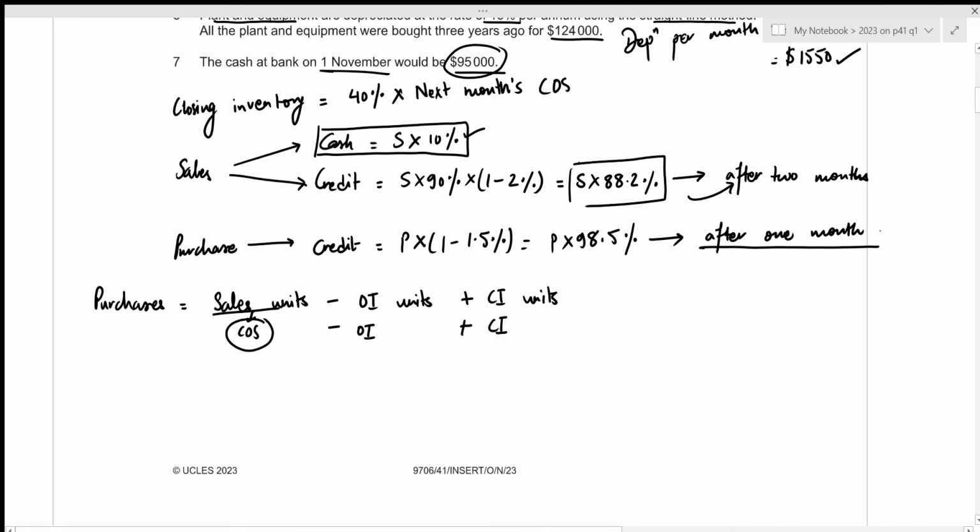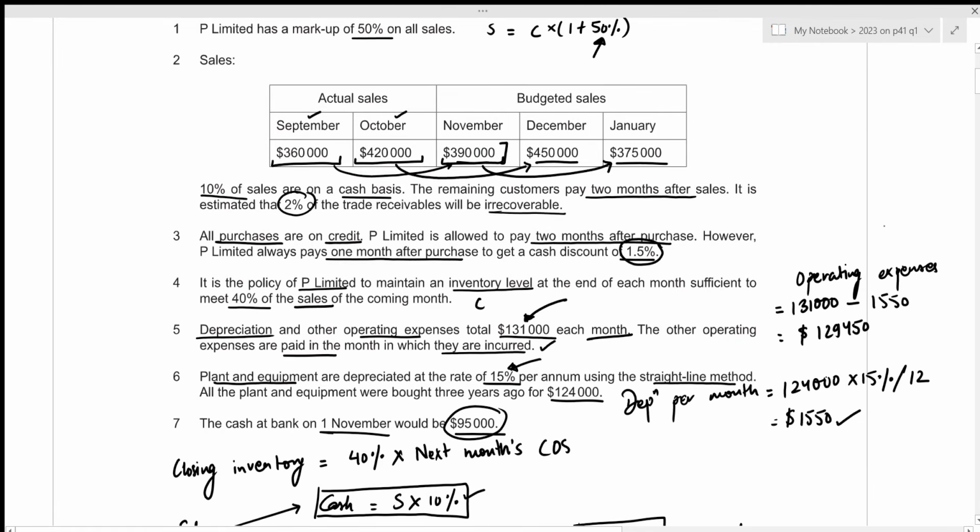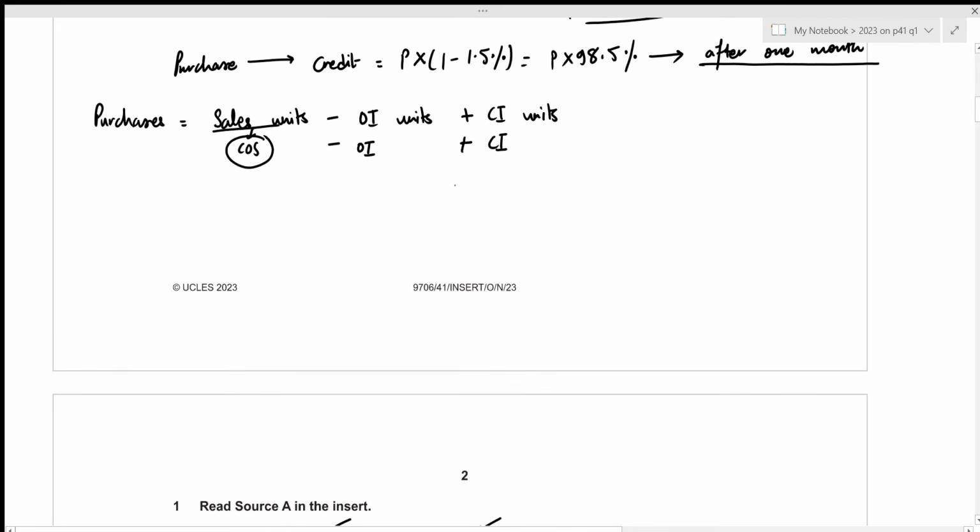And since we are paying it after 1 month, within the month of November, we will be paying the purchases made in the month of October. So we need to start our budget from the month of October, and we need to figure it out for November, December, and I think it would be easier if we calculated January as well, since our closing inventory is based on next month's cost of sales. So in order to calculate the closing inventory of December, we need the cost of sales of January. Yeah, so that will be for the 4 months of October, November, December, and January. We are first starting with our cost of sales.